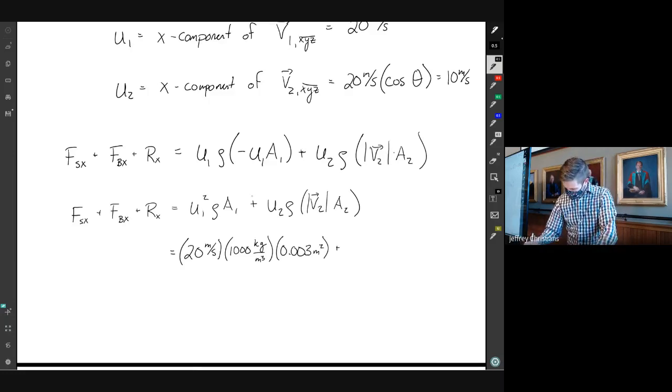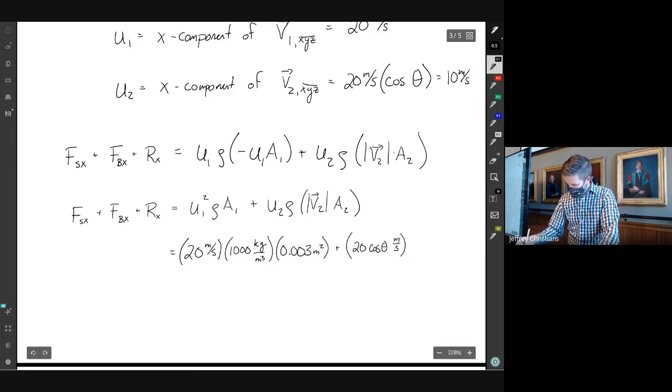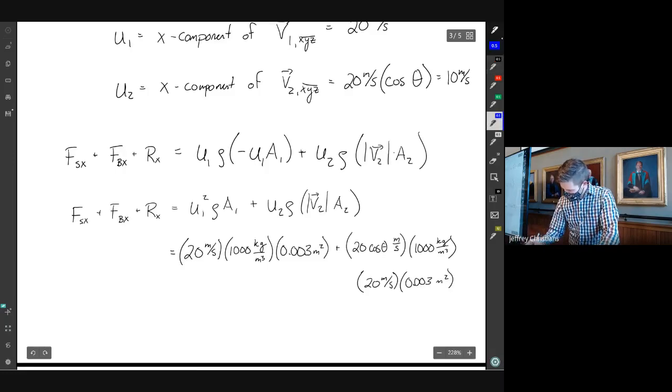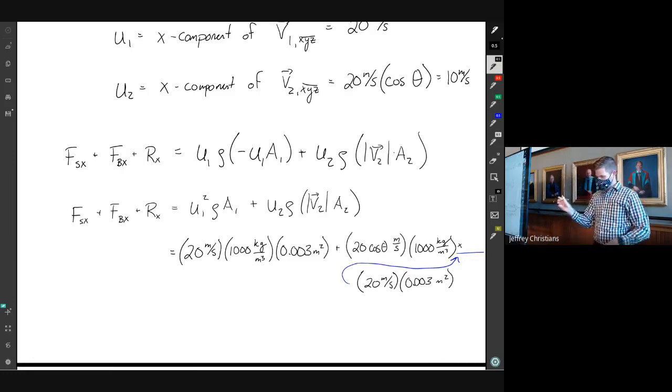plus now this is 20 cosine theta meters per second times 1,000 times 20 meters per second times 0.003. And these two should go there, but I ran out of space. So that's all multiplied.